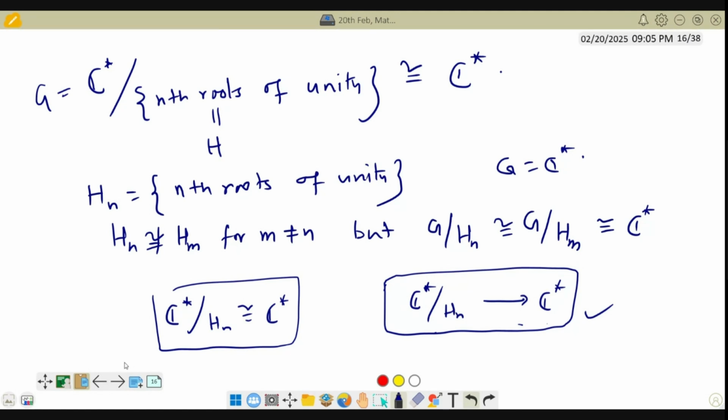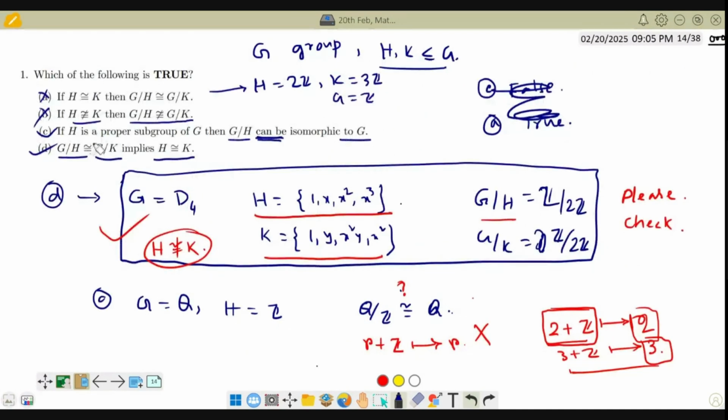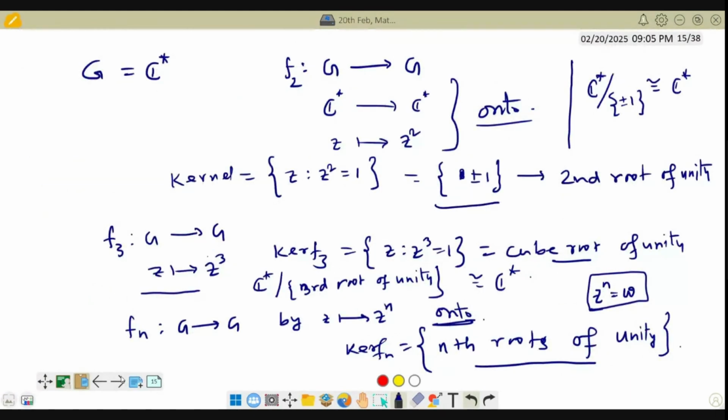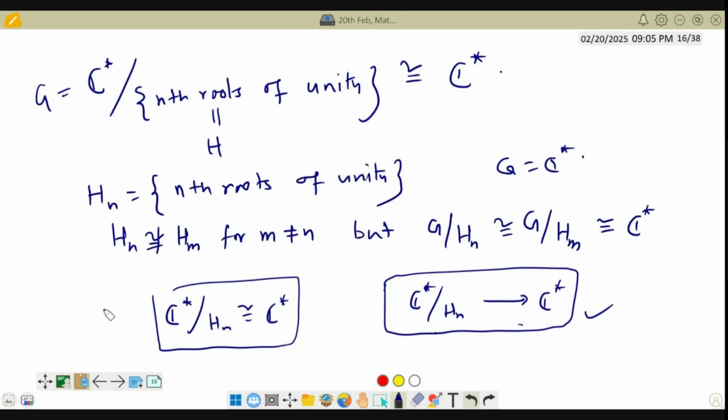So only option C is true, others are false. That's very interesting. That particular group C star is a very important group, because all the maps will give you nth roots of unity for each n, and all the maps are onto. You have something special here, because if you have G mod A isomorphic to G.